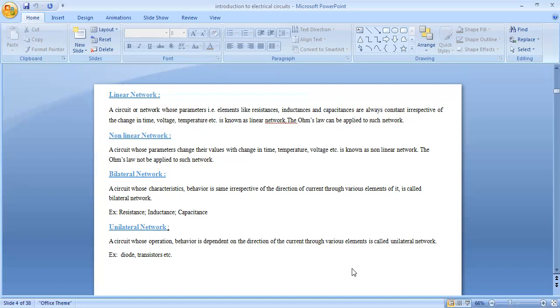So these kinds of elements are called bilateral elements, and the network which consists of bilateral elements is called a bilateral network. Next, unilateral network. A circuit whose operation or behavior depends on the direction of the current through the various elements is called a unilateral network. The examples are diode and transistor. See, in the case of a diode, if current is flowing from positive to negative terminal, then the diode behaves in forward bias. If current is flowing from negative to positive, then the diode behaves in reverse bias condition. So here the behavior of the element changes with the change of direction of the current. So these kinds of networks are called unilateral networks.